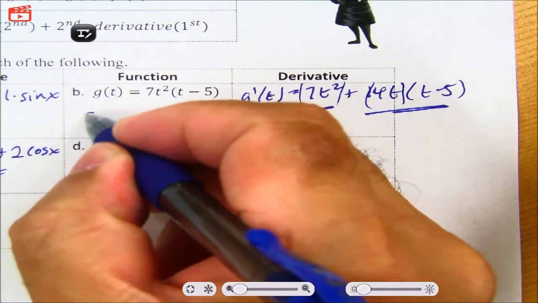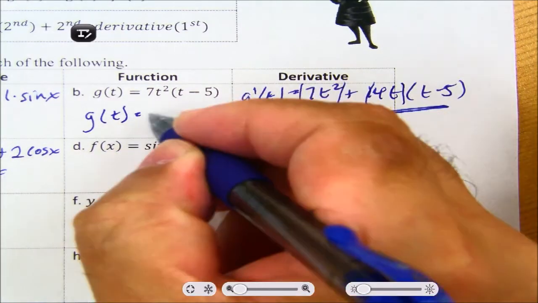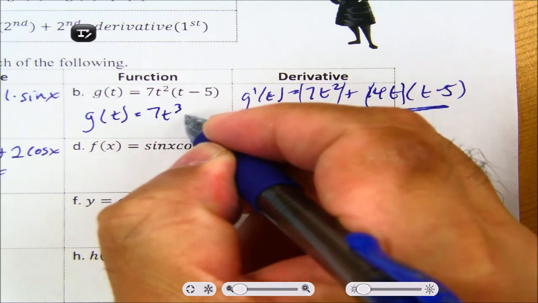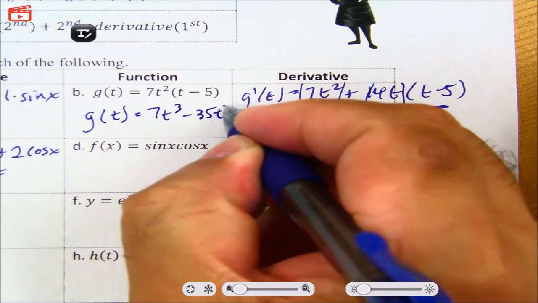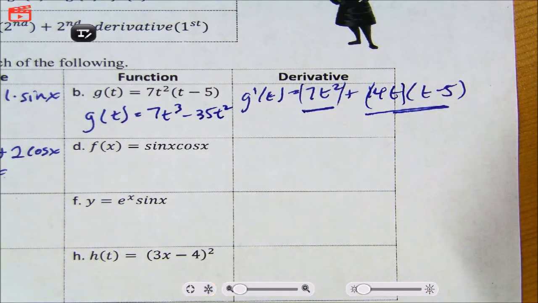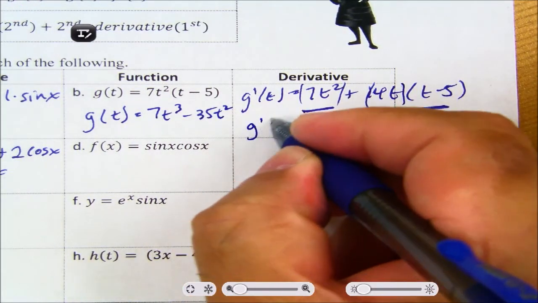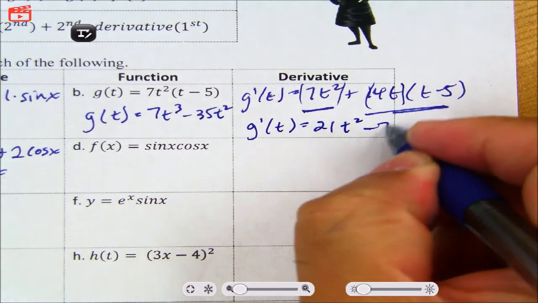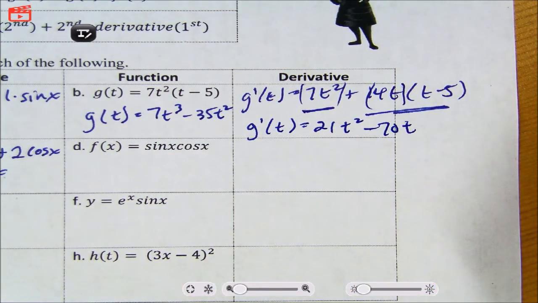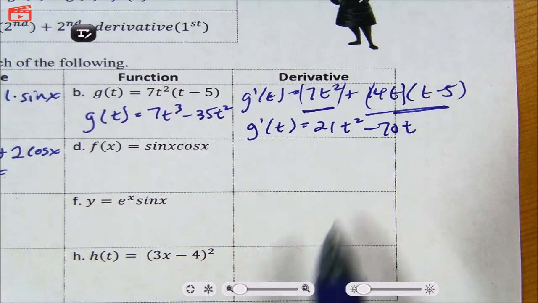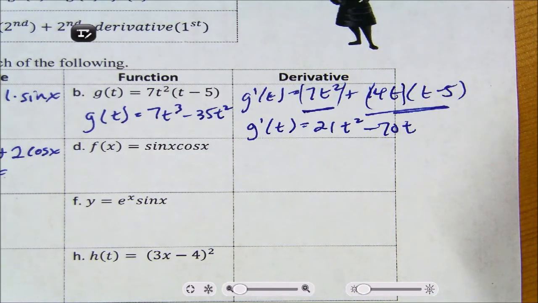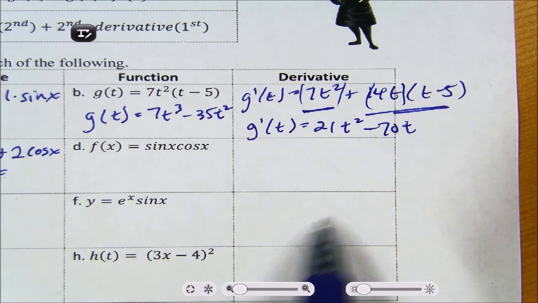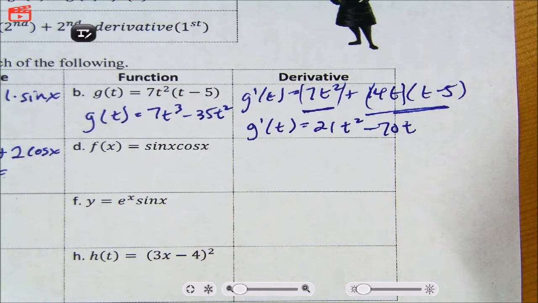Right. Now let's do it by just multiplying it out. So if I multiply this out, doing the algebra over here, that's going to be 7t cubed minus 35t squared. And then when I take the derivative, that's going to give me 21t squared minus 70t. Which is a better option than the first one. So sometimes it's better to multiply it out and then take the derivative than using the product rule.